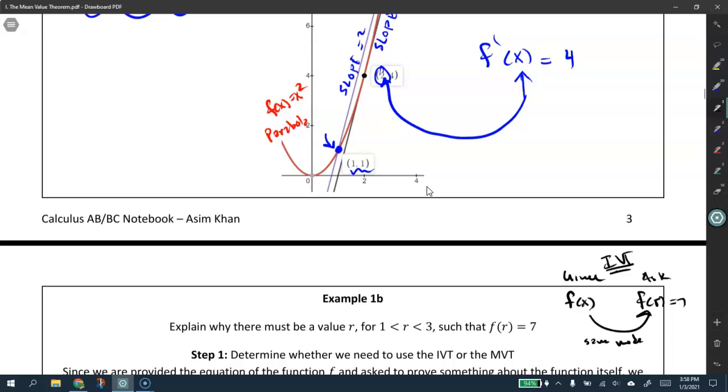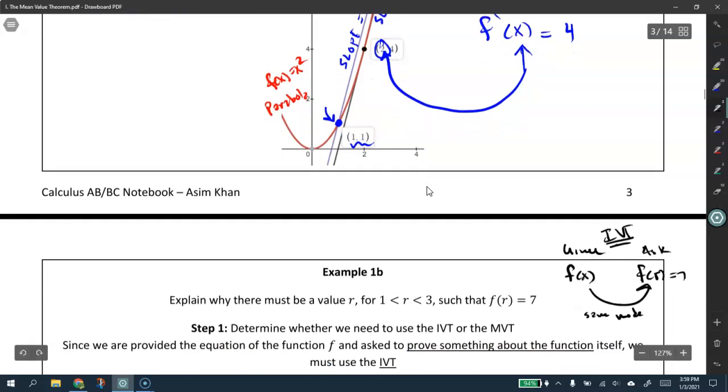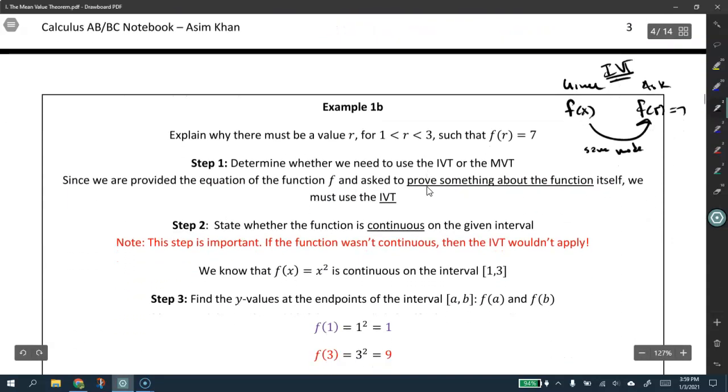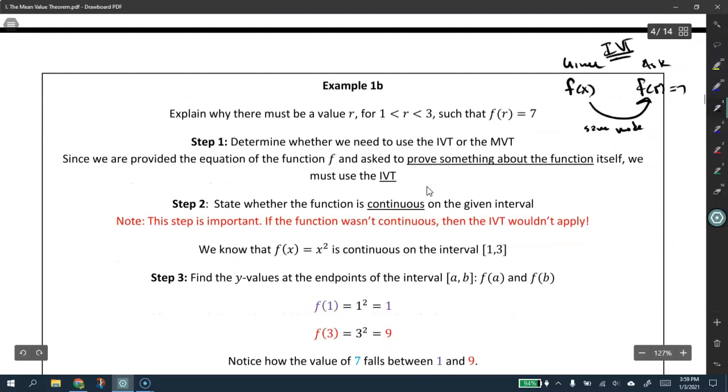Now, again, if you're wondering how to use the IVT, this is why you need to stop this video. In case you haven't watched the previous one, you have to watch it to understand what the IVT is saying. As I go through it, I'll try to remind you of a few things about the IVT. Okay, now, we have done step number 1.